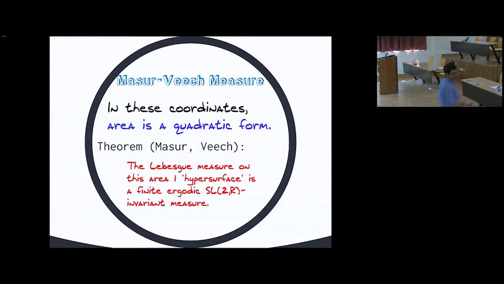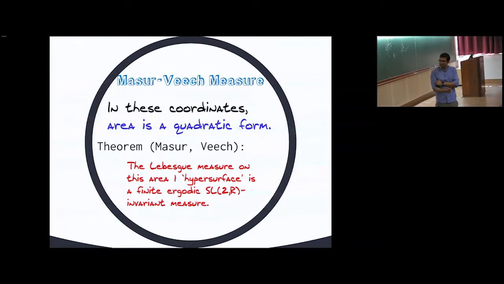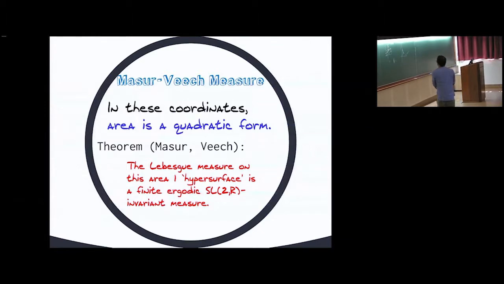And so it's preserving the Lebesgue measure on R^{2n}, which is my coordinate space. So it's clearly SL2 invariant. What's not so obvious is that it's finite. That's a deep, deep theorem, independently of Masur and Veech, that this measure is finite. And it's ergodic with respect to SL2.